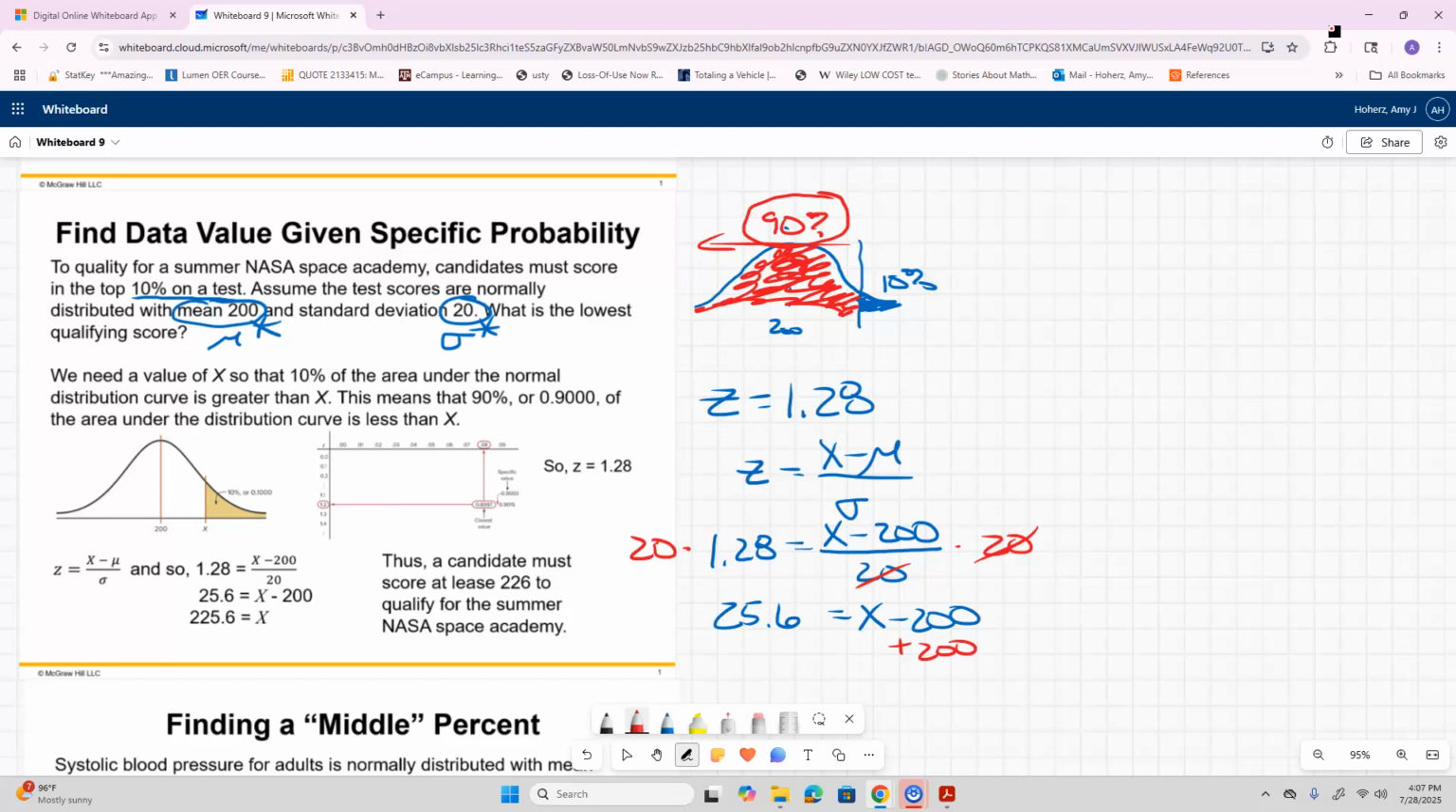What this 25.6 is telling us is that the candidate needs to score 25.6 points above average. Well, average is 200, so let's add that on, and it'll give us our score. So they have to score 225.6 in order to be considered for the academy. So 225.6 is our score. Now, these are probably not decimal scores, so in all likelihood, we would say that they have to score 226 or above.